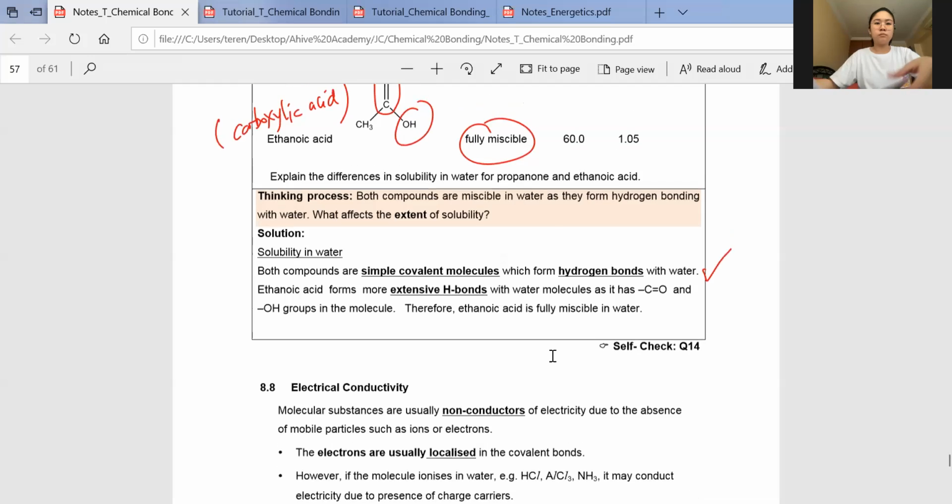I share screen with all of you. We are at chemical bonding, right? Okay, all right, here. Can you all see the screen?